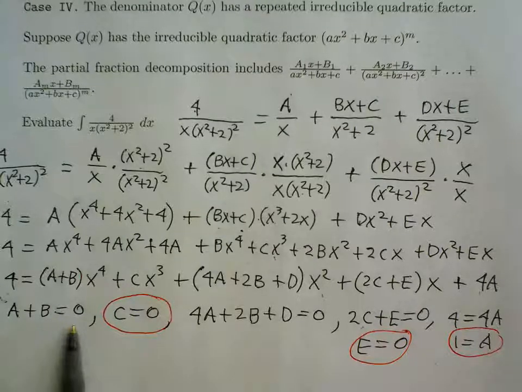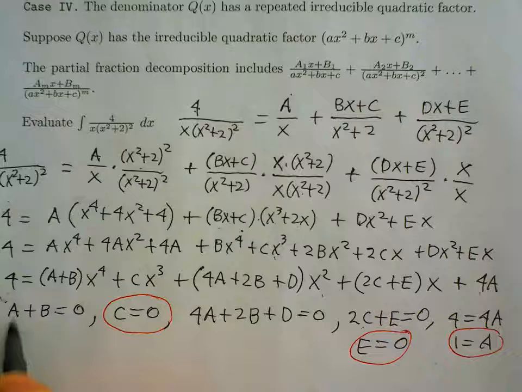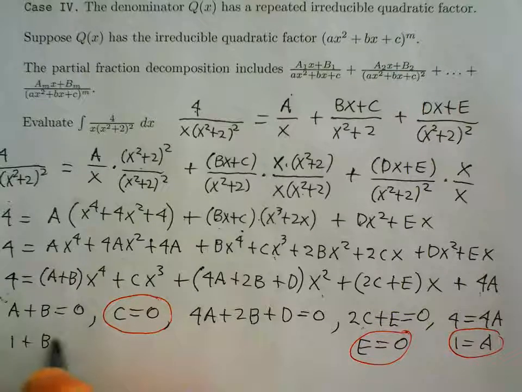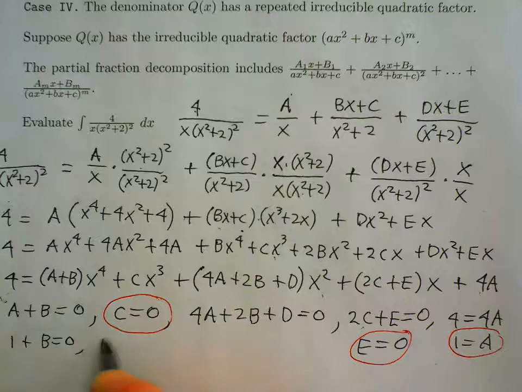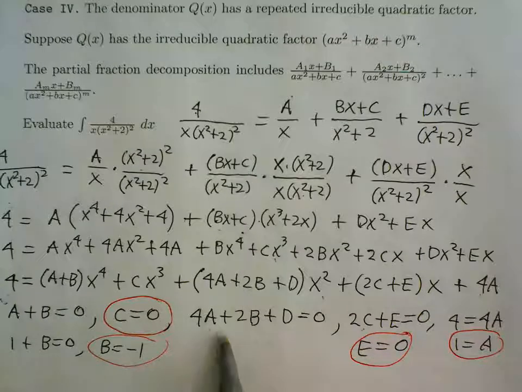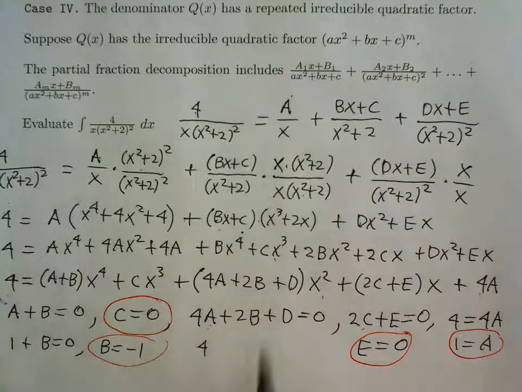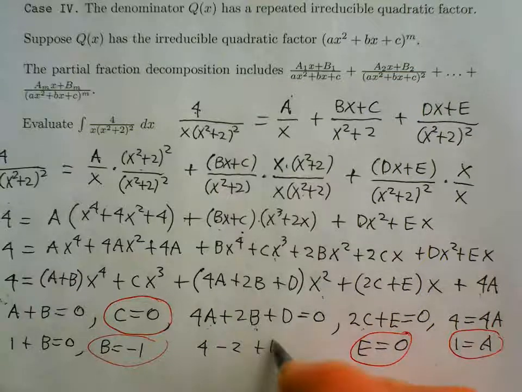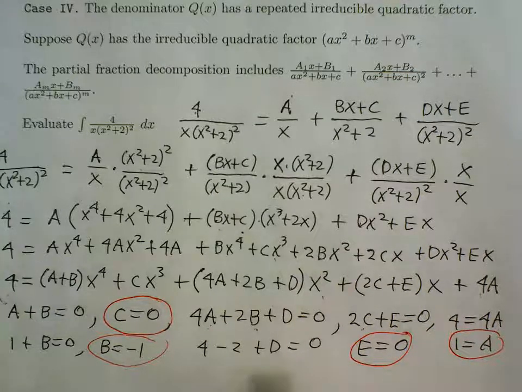Since a plus b is 0, yeah, I got someone to type in what that is. Since a is 1, 1 plus b is 0. That means b is negative 1. And now there's only d to find. So if we replace a with 1, 4 times 1 is 4. Replace b with negative 1, so plus 2 times negative 1 is 4 minus 2 plus d. Or 2 plus d is 0, so that means d is negative 2.